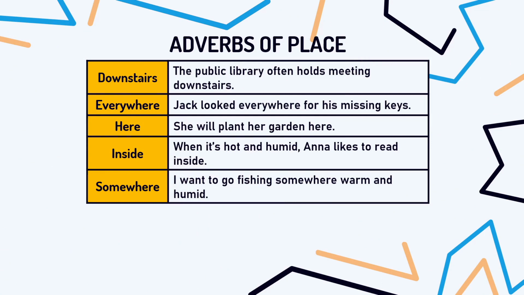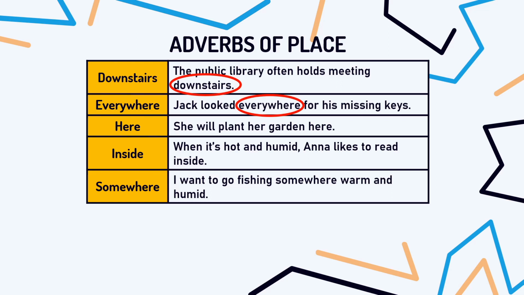Where is that particular action happening or being conducted or being performed? So for example, the public library often holds meetings downstairs. Downstairs. Number 2, Jack looked everywhere for his missing keys. So where did he look? Everywhere. Does he only look at a particular area? No, he searched for the keys in all the areas, everywhere.